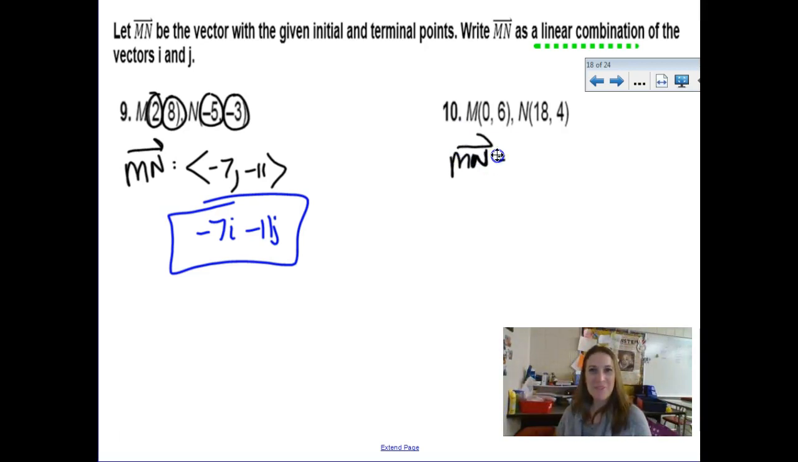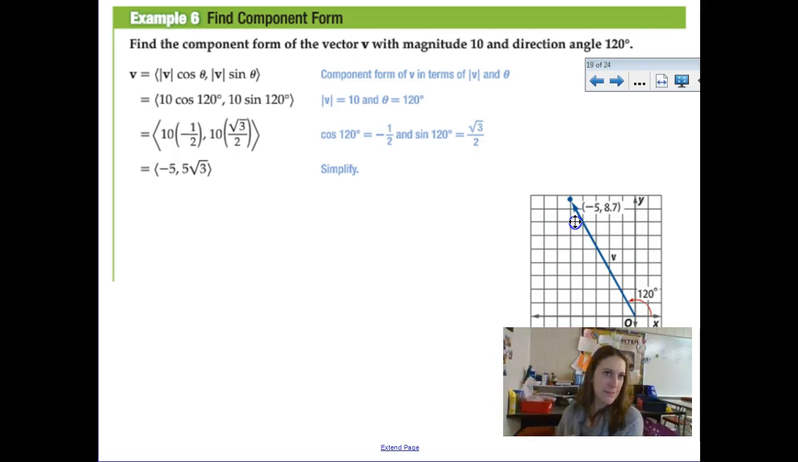Keep rhyming. 18 minus 0 is 18. 4 minus 6 is negative 2. So my linear combination would be 18i plus negative, or minus, 2j. Easy peasy, lemon squeezy.